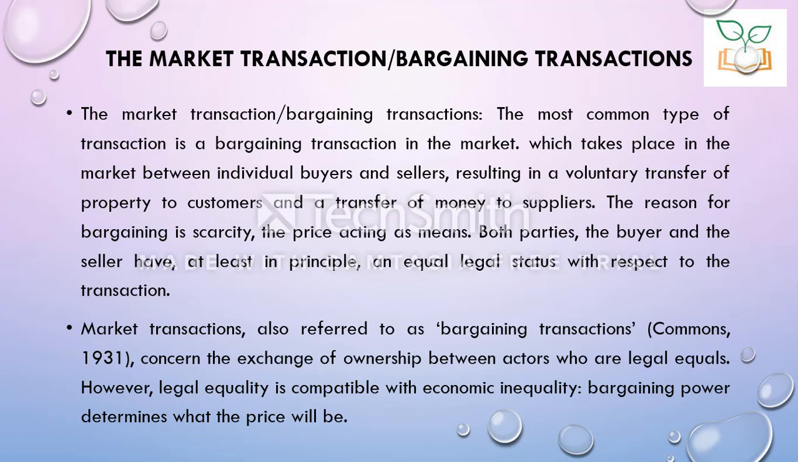The market transaction is the most common type of transaction, which takes place in the market between individual buyers and sellers, resulting in a voluntary transfer of property to customers and the transfer of money to the suppliers. The market transaction takes place when the customers and the suppliers exchange the goods and money with each other. The reason for bargaining is scarcity, with the price acting as a means.